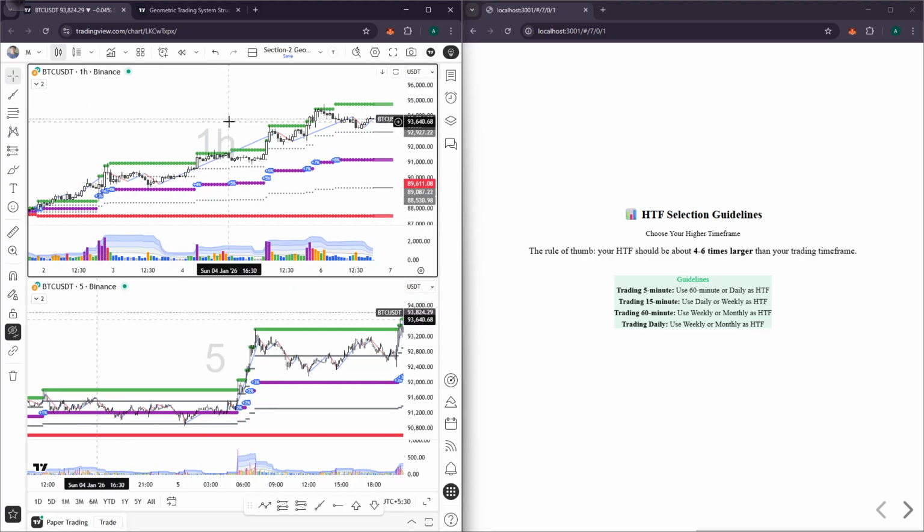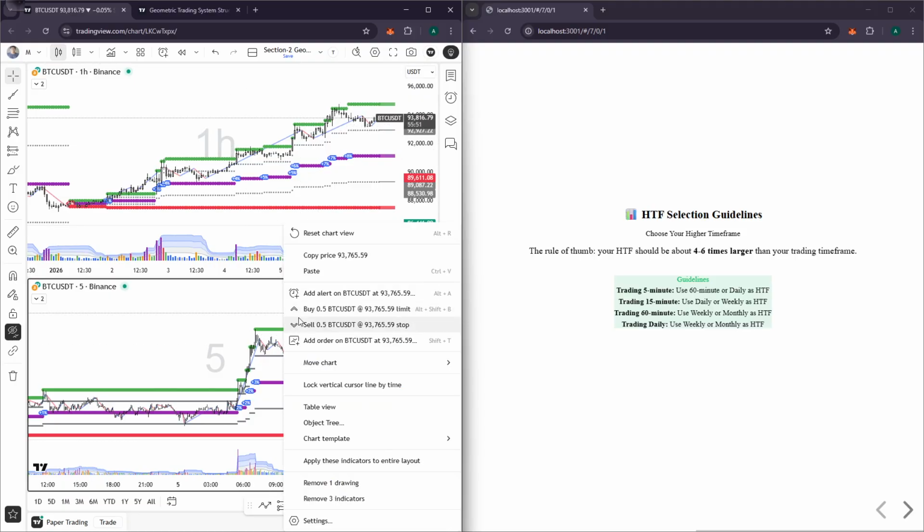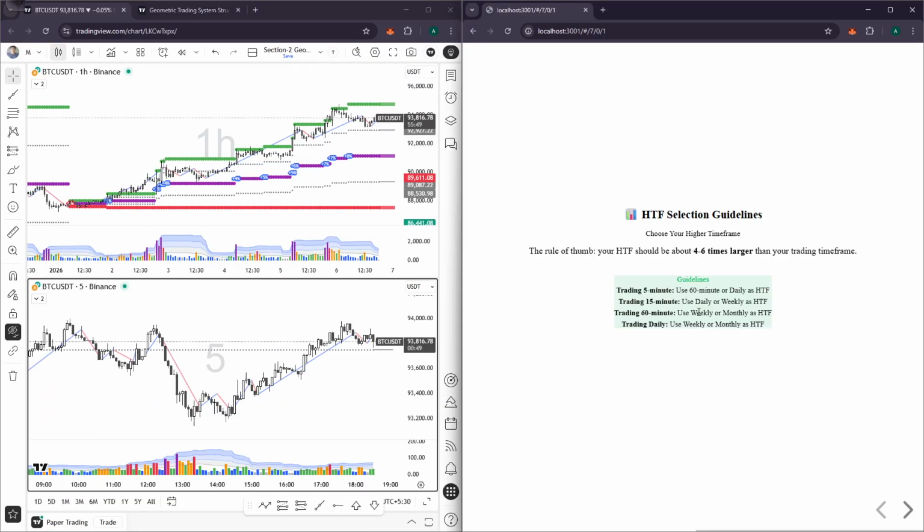It's just a guideline, and you can practice and see for yourself if it works or not. But it's always a good idea to use a higher time frame as your guideline. 15 minutes you can use daily or weekly, 60 minutes weekly or monthly.